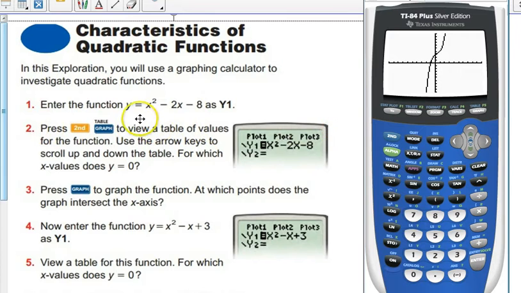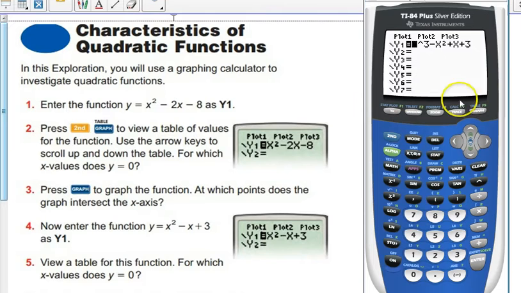So they ask you to enter the function, and to do that, we go to the y equals screen right here, and you type in there. Notice there's already something there, and it's not what I want to have there, so I will clear that, and then I will type in x squared minus 2x minus 8. So I type in x squared, and then minus 2x, and then minus 8.